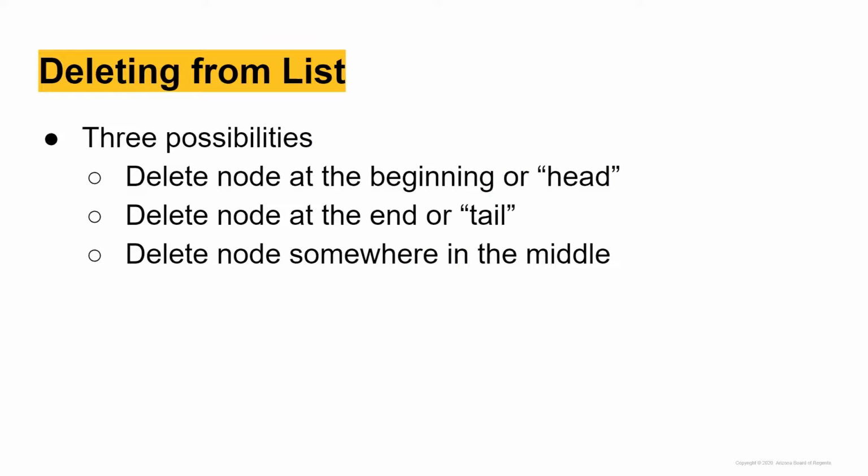All right, let's talk about deleting from the list. There are three possibilities, just like there were for adding to the list. We can delete a node at the beginning or the head, we can delete a node at the end or the tail, or we can delete a node somewhere in the middle.